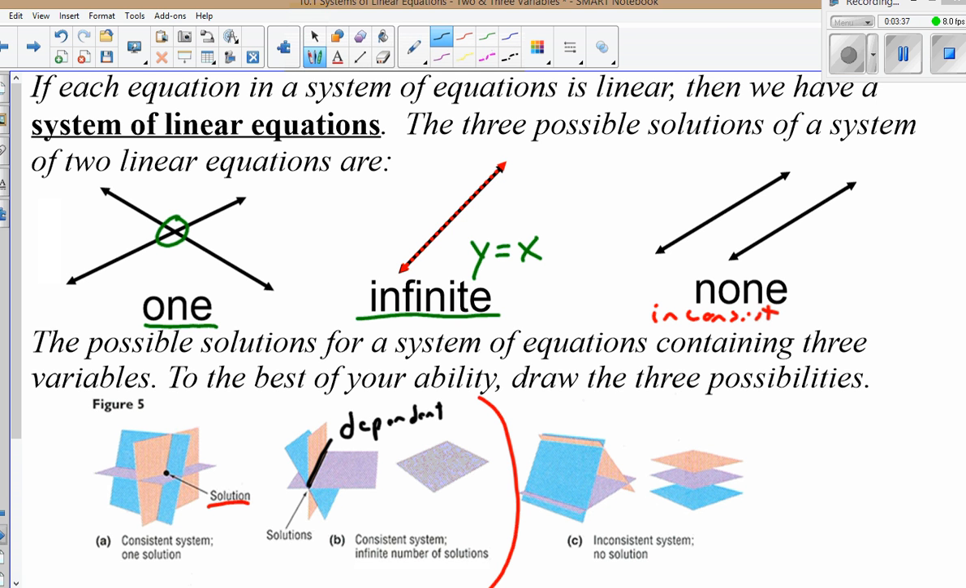Three, inconsistent systems. Well, there's no solution that works for all three equations. These equations being defined as your blue plane, your red plane, and your purple plane. Or you could have them all being parallel planes. There's not one single point that's going to satisfy those systems. So it's going to be inconsistent with no solutions. All right, so let's look at some examples here.